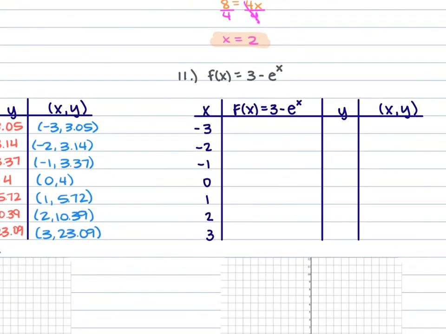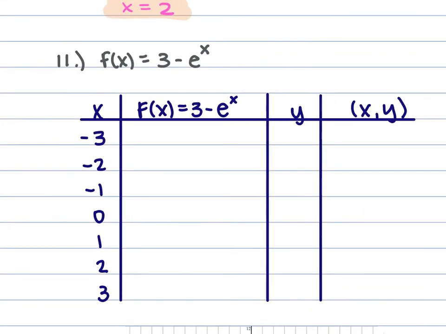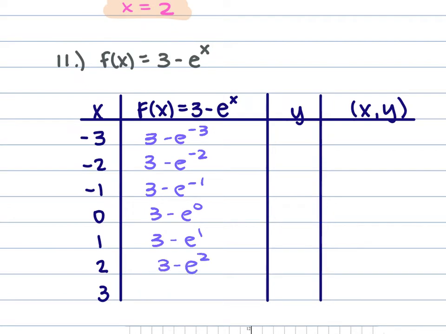For 11, I'm going to do the same thing. So I'm going to do 3 minus e to the power of x. So I have 3 minus e to the power of negative 3, 3 minus e to the power of negative 2, 3 minus e to the power of negative 1, 3 minus e to the power of 0, 3 minus e to the first power, 3 minus e to the second power, and 3 minus e to the third power. So then we're just going to plug this into my calculator.